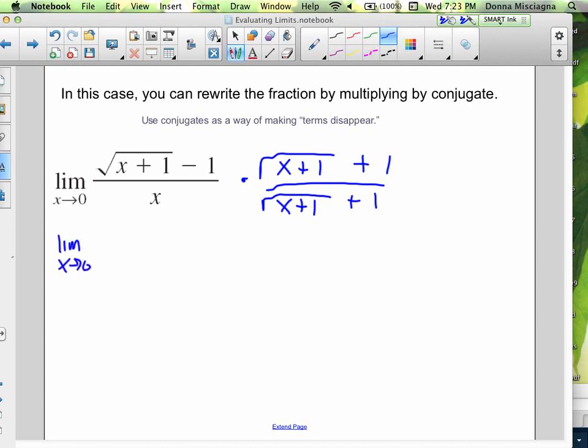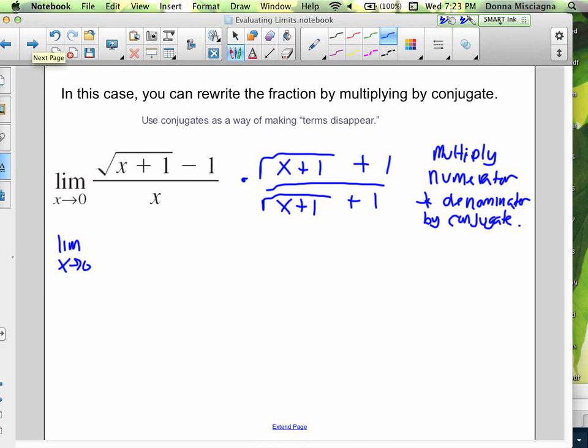So here our step was we multiplied the numerator and the denominator by the conjugate. And so when we do that, we have the square root of x plus 1 times the square root of x plus 1. That's just the square root of x plus 1 squared.